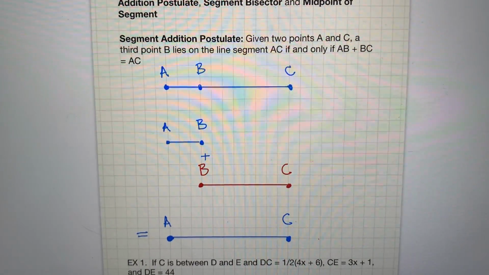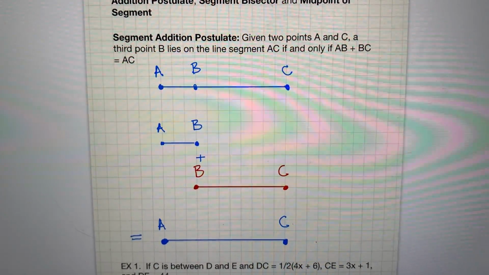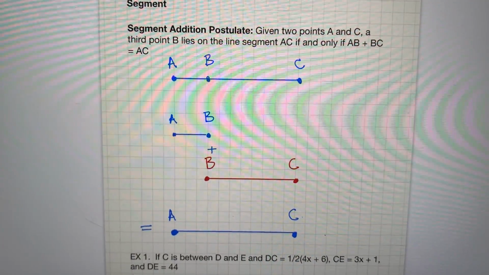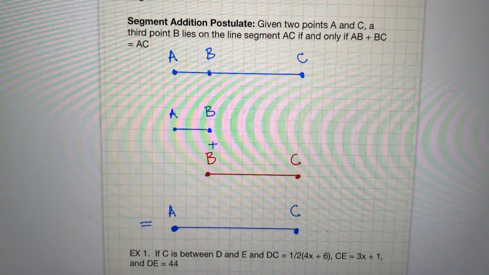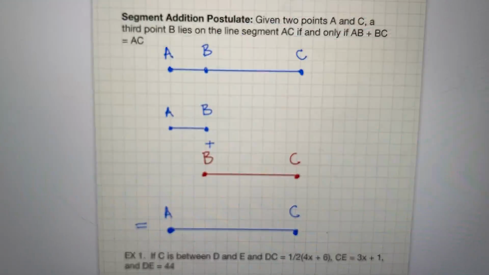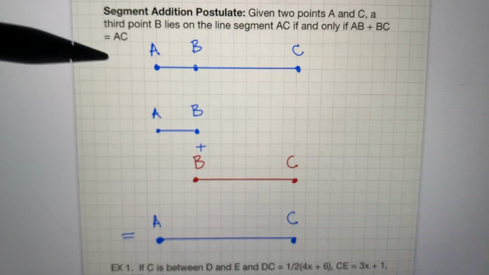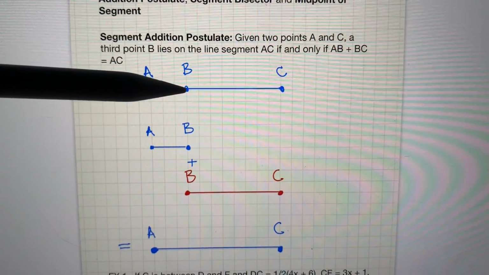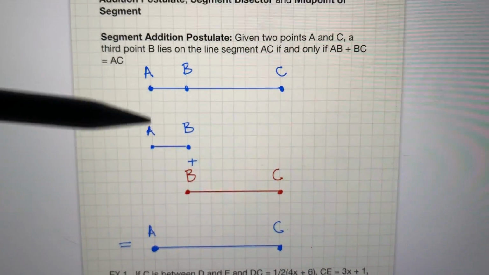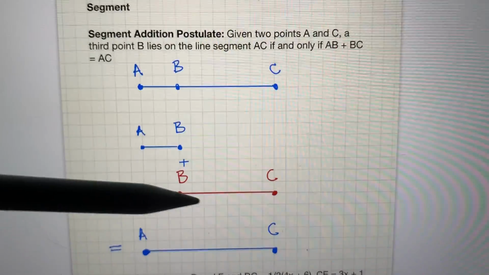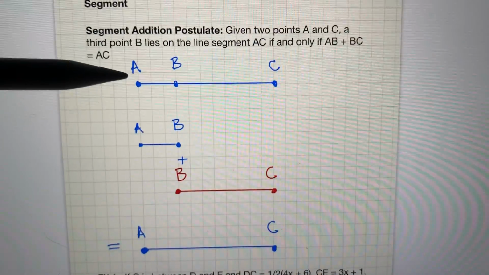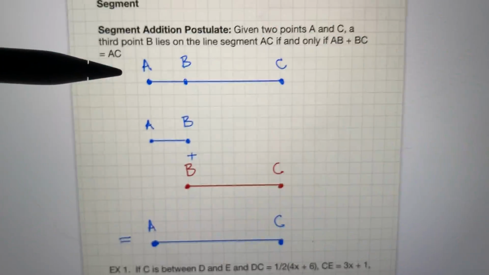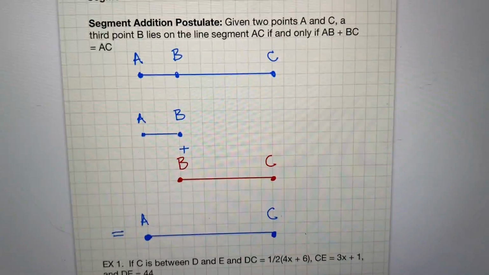The segment addition postulate states that given 2 points A and C, a third point B lies on the line segment AC if and only if AB plus BC equals AC. In this case, I am illustrating that example, so that the third point B lies on this segment. So AB plus BC equals AC. As you can see, that applies because it is respecting the definition of the postulate.